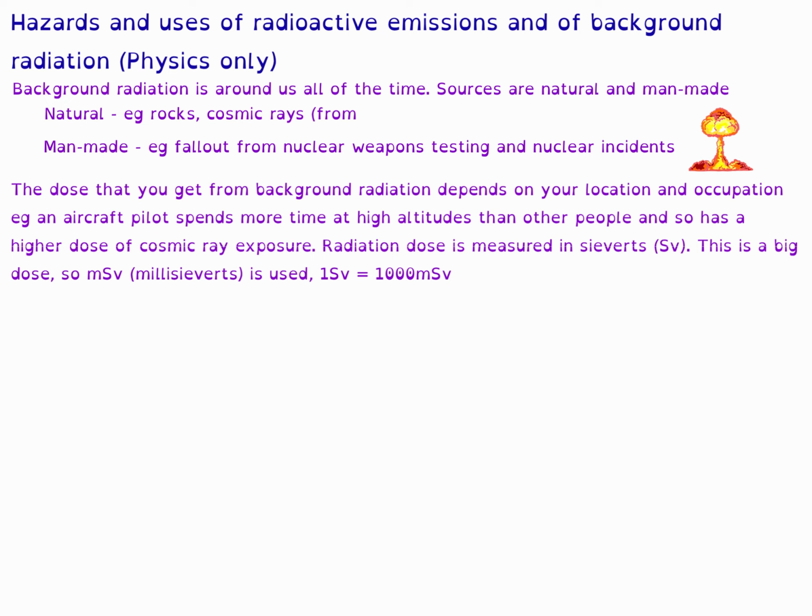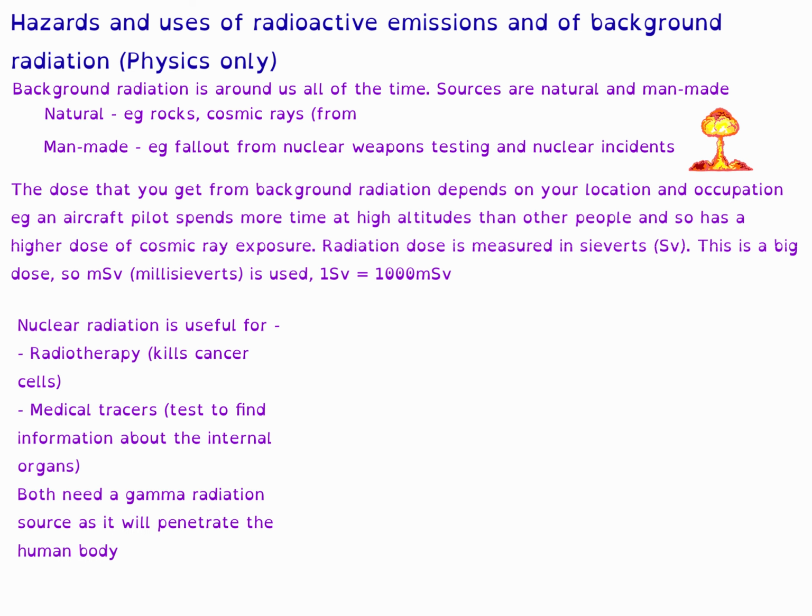This is a big dose, so millisieverts is used. So 1 sievert is 1,000 millisieverts. Nuclear radiation is useful for radiotherapy, which is where you use radiation to kill cancer cells, and medical tracers, which test to find information about the internal organs. Both need gamma radiation, as this will penetrate the human body, which means that the radiation can be detected on the outside. Half-life is also a factor in choosing an appropriate isotope for the job.